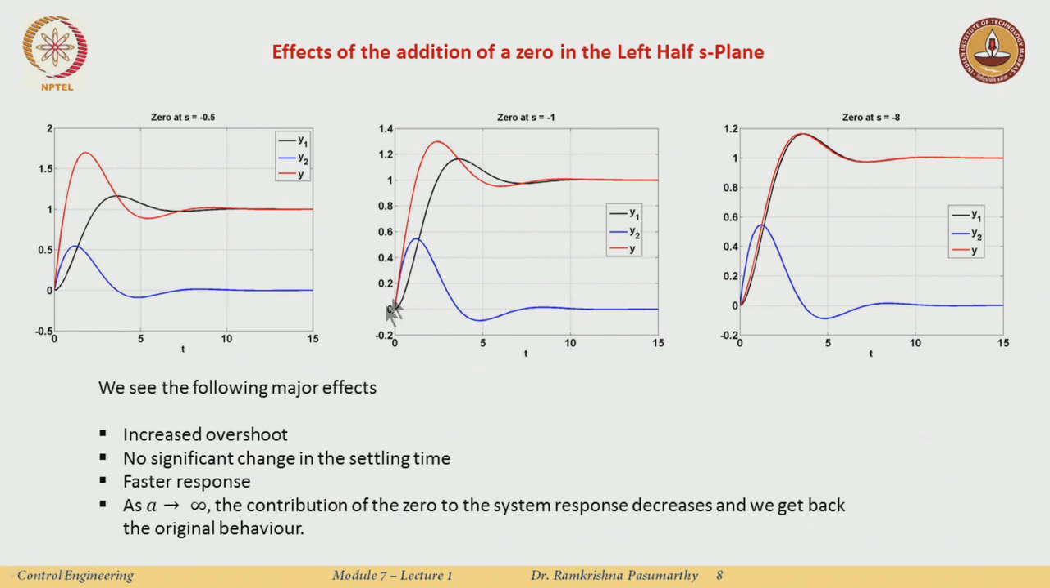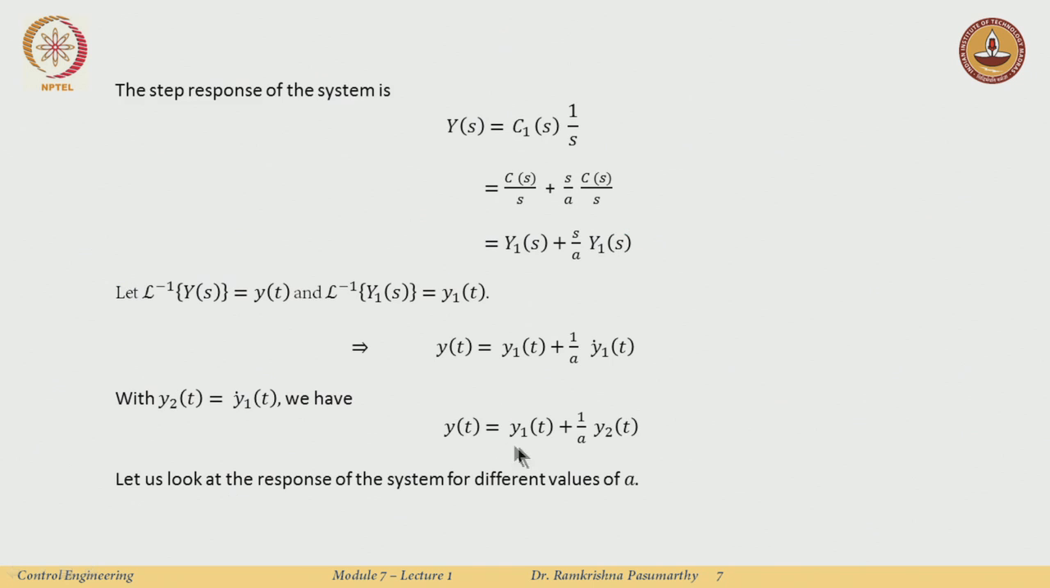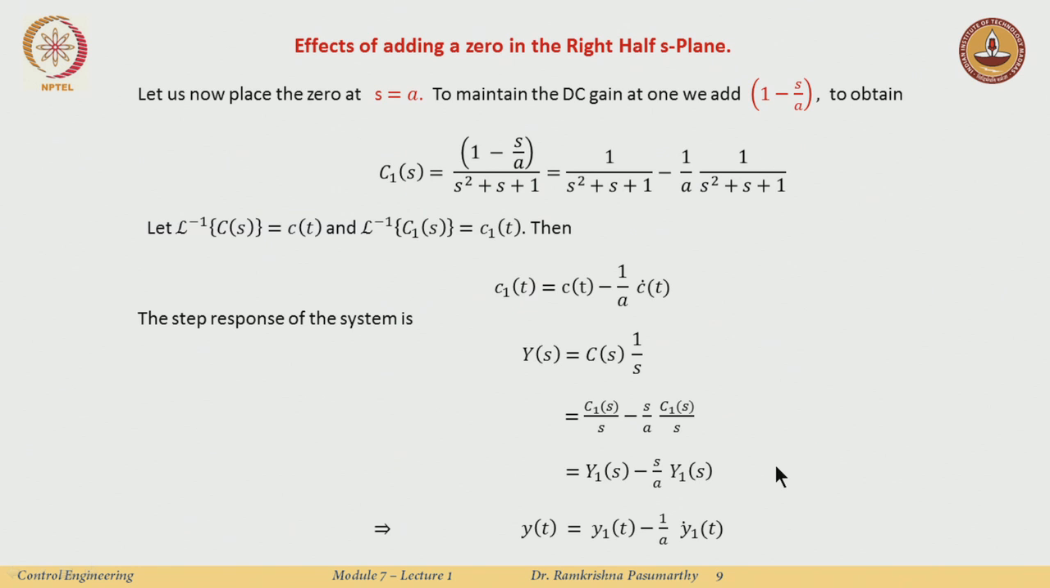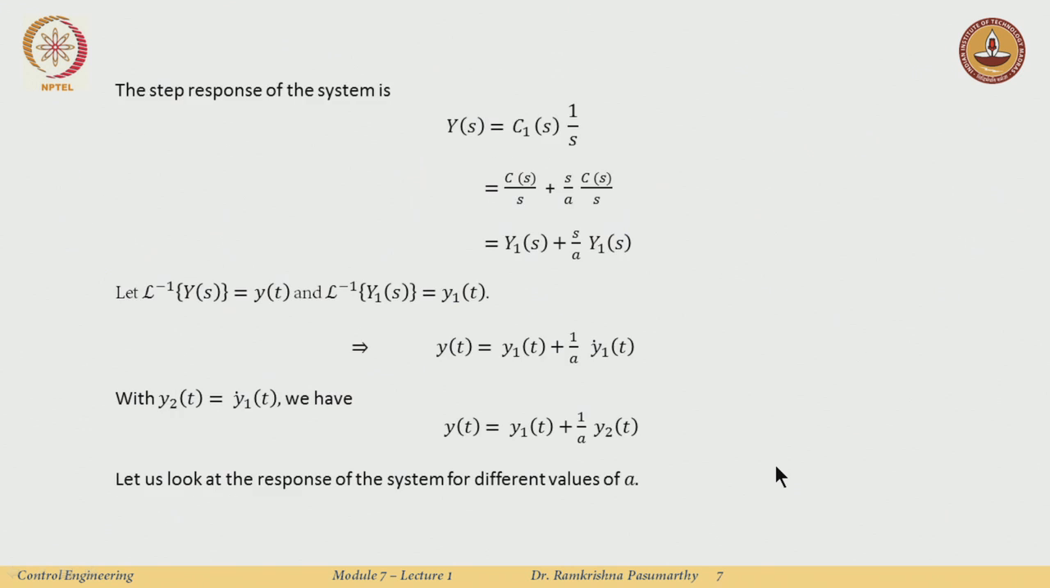Okay. So, if I just take this system and I add a 0 at s equal to minus 0.5. What was my original response? I am calling this y1 of t. This is the signal in the black. Now, I add a 0, and what the 0 does is add this extra term into the response, 1 over a y2 of t.